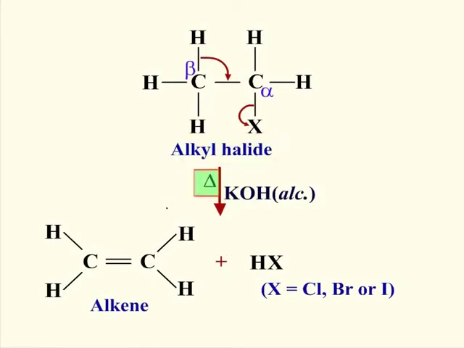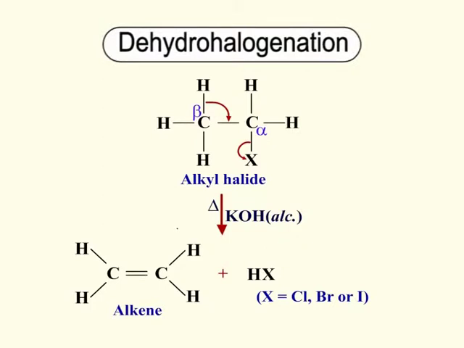Alkyl halides on heating with a strong base such as sodium ethoxide or a concentrated alcoholic solution of potassium hydroxide undergo dehydrohalogenation to give alkenes. The halide may be a chloride, bromide, or an iodide. This process of removal of a molecule of a hydrogen halide such as hydrochloric acid, hydrogen bromide, or hydrogen iodide from a haloalkane to form an alkene is called dehydrohalogenation.